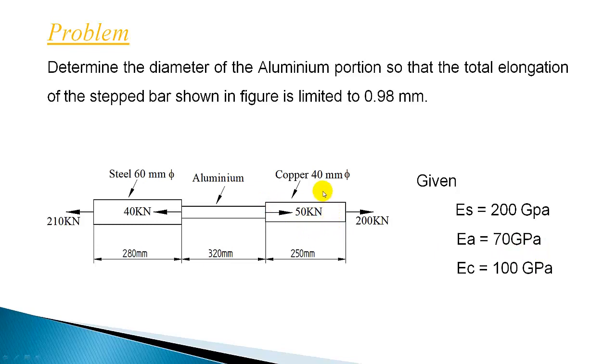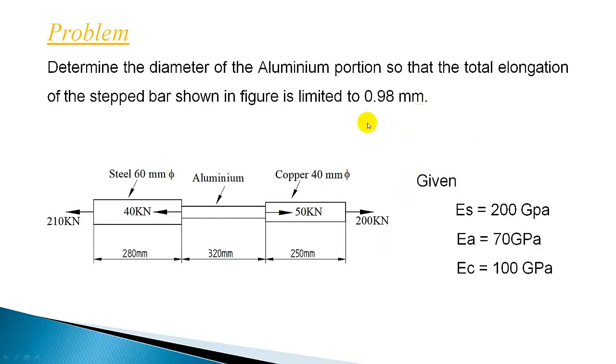And the last portion, we have a copper material and its diameter is 40 mm and the length is 250 mm. Young's modulus is 100 gigapascal. Now you are also given the total elongation when the bar is subjected to these loads. With this data you should find out what should be the diameter of the aluminum portion so that the total elongation is limited to 0.98 mm.